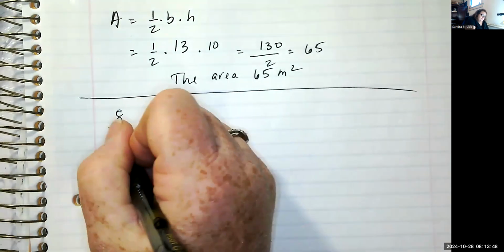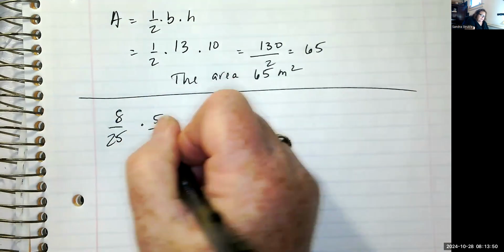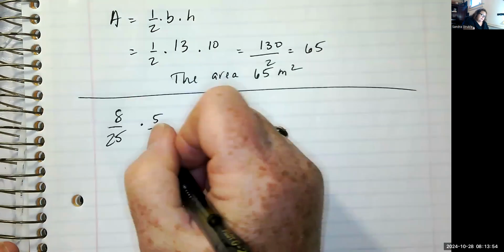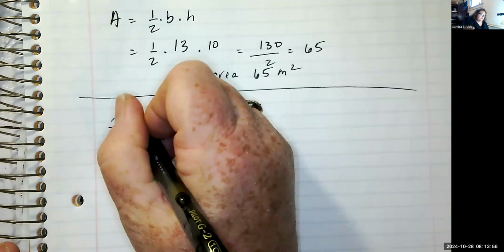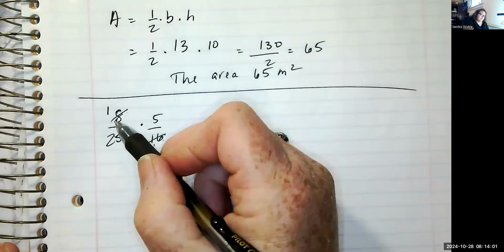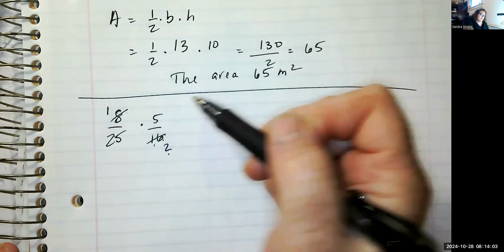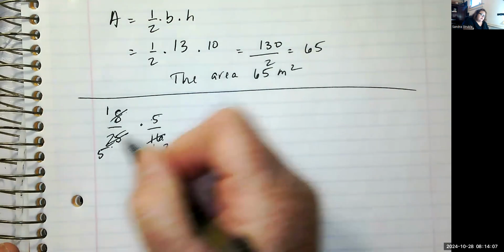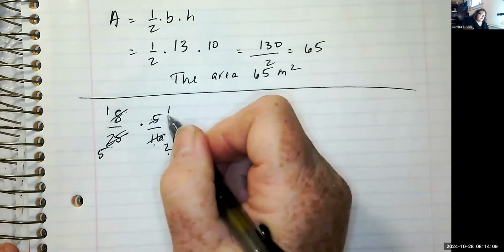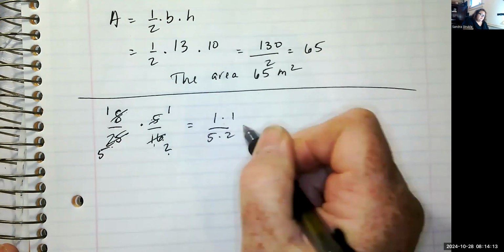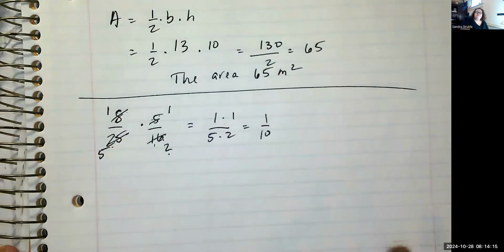8 over 25 times 5 over 16. I'm going to reduce these before I multiply. 8 and 16 reduce, I know, because 8 times 2 is 16. So 8 goes into 8 one time, 8 goes into 16 two times. 5 and 25 reduce as well. 5 goes into 25 5 times, and 5 goes into 5 once. If I rewrote this, it would be 1 times 1 over 5 times 2, which is 1/10.